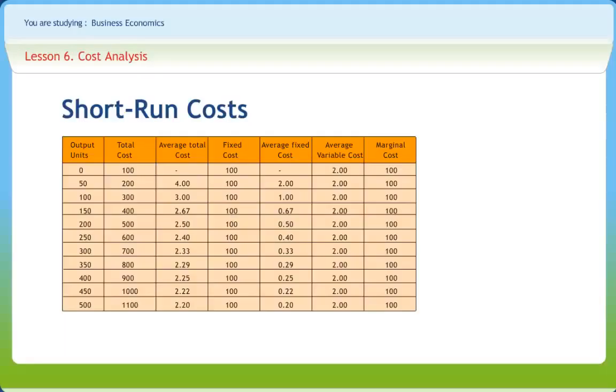In the short run, just as the total costs are the aggregate of total fixed and variable costs, the average costs are also the aggregate of average fixed costs and average variable costs. Marginal costs refer to change in cost, obviously in variable part of the cost.